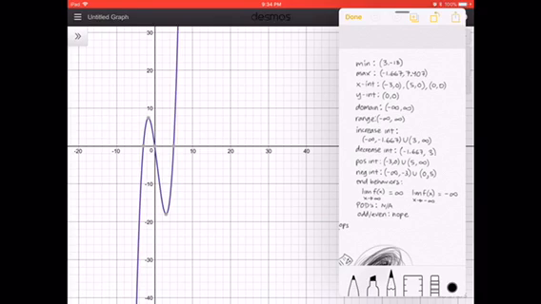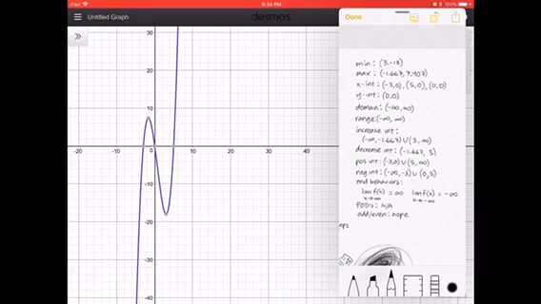Increase interval, we're increasing from -infinity to -1.667, and then we're increasing again from 3 to infinity. Decrease interval, we're decreasing from -1.667 to 3. Positive interval, we're positive from -3 to 0, and then again from 5 to infinity. And negative interval, we're negative from -infinity to -3, and then 0 to 5.